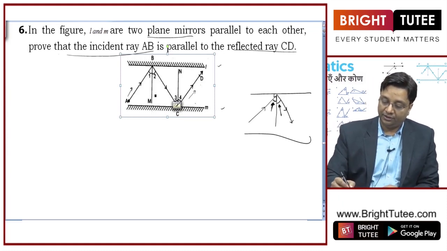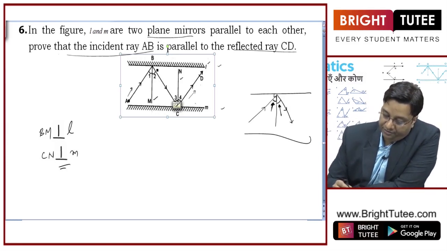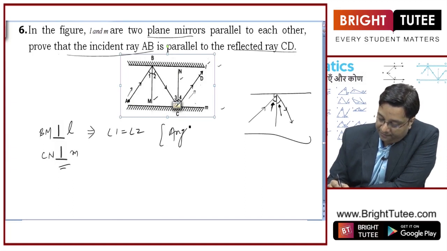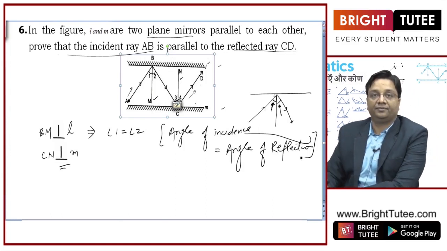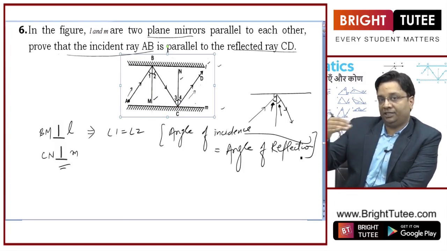So, BM and CN: BM is perpendicular to mirror L, and CN is perpendicular to mirror M. Now see, if BM is perpendicular to L, then I can say angle 1 is equal to angle 2. Why? Angle of incidence is equal to angle of reflection. This is the property of plane mirror, that the angle at which the ray is incident will be equal to the angle at which it is reflected.